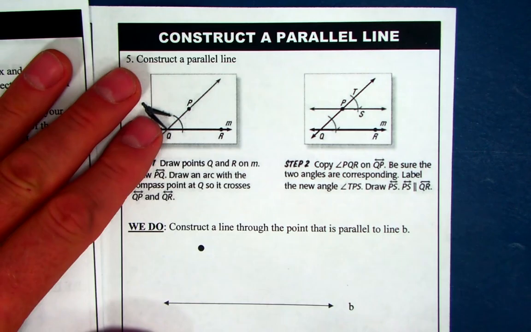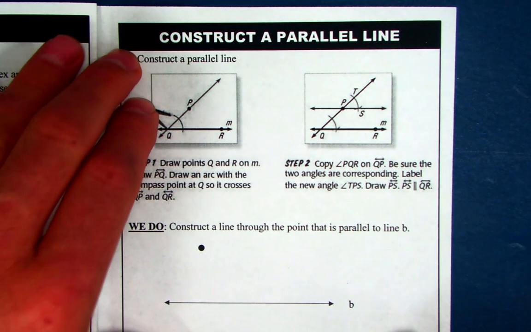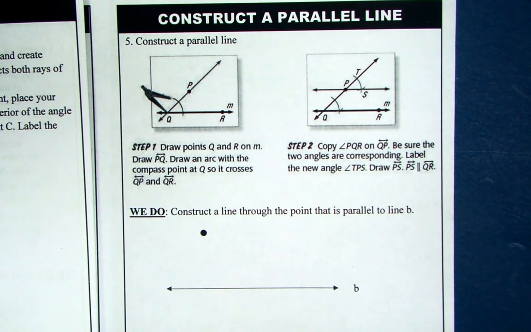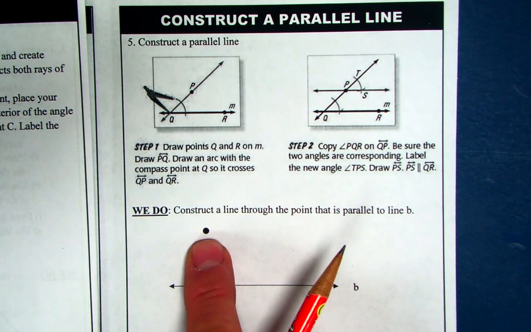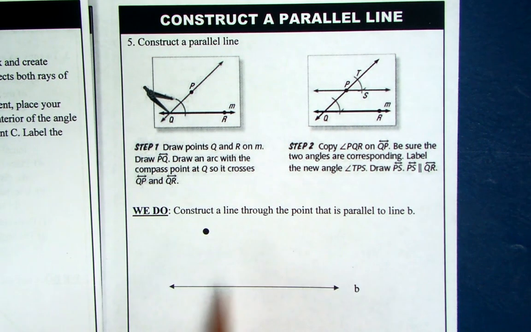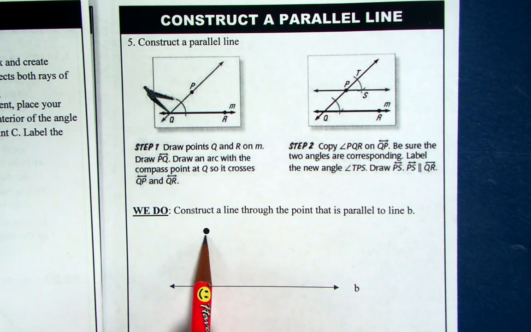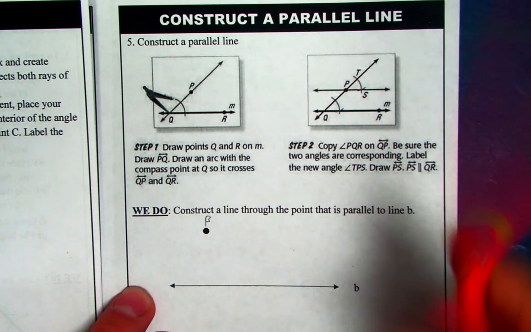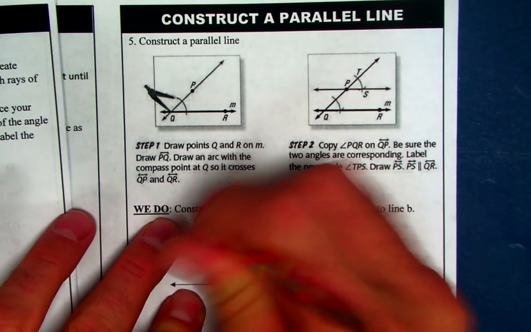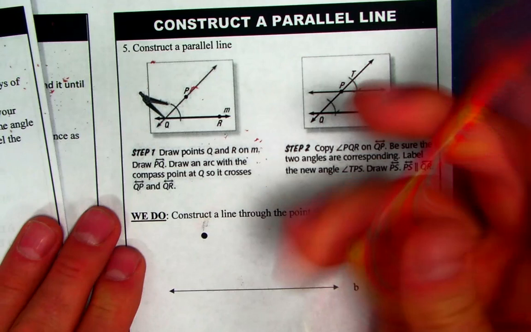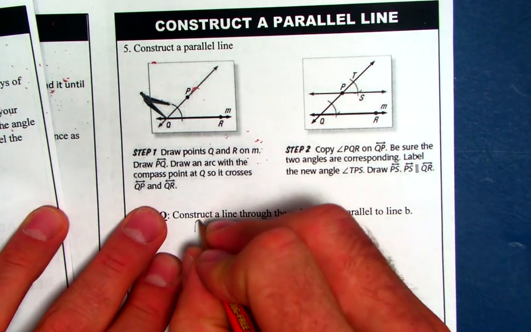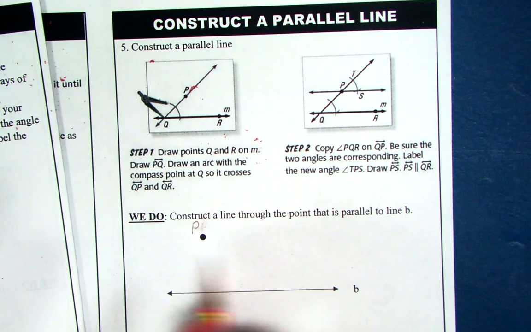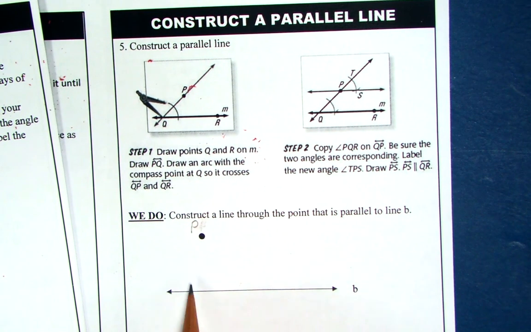All right, and the last part, we're going to construct a parallel line. So meaning we have a given line, and we're going to construct a line that's parallel to it through a point. Okay, so we want a line that's going to be parallel to line B, but it goes through this point. And we can call this point P, not B. All right, so we call that point P. So this point is just a random point, but we want a line that's parallel to line B through that point.